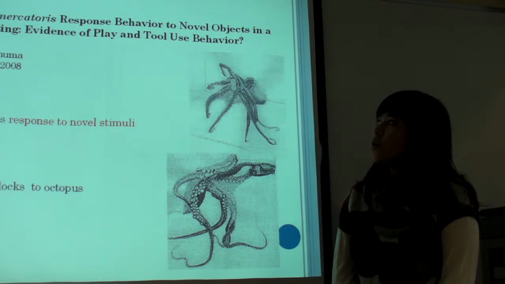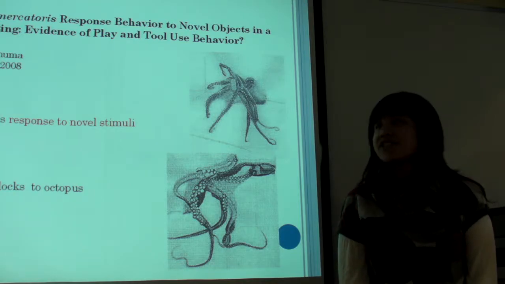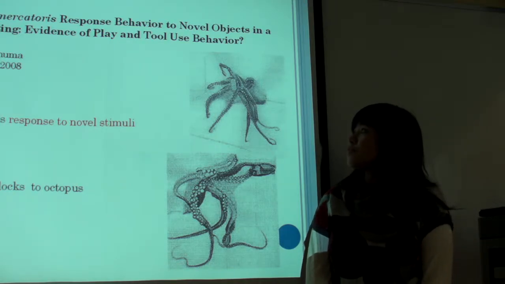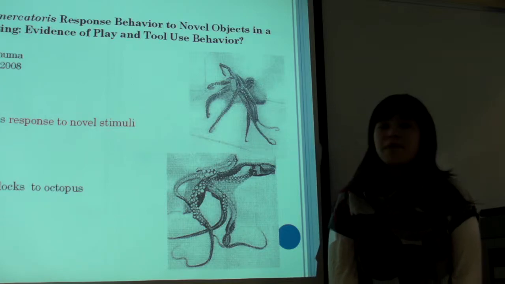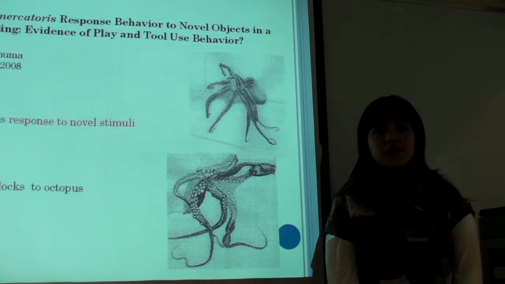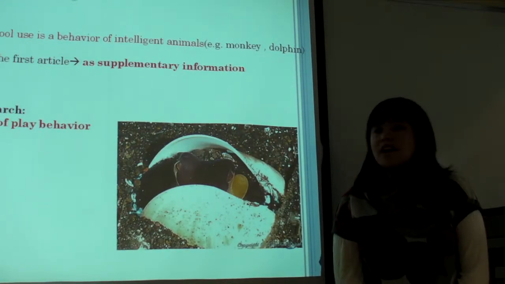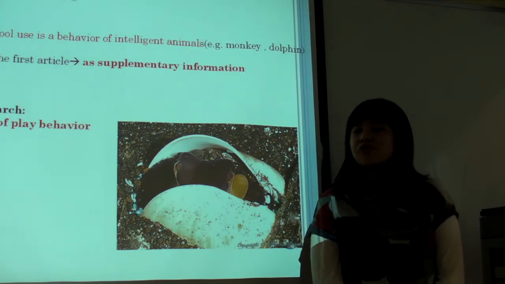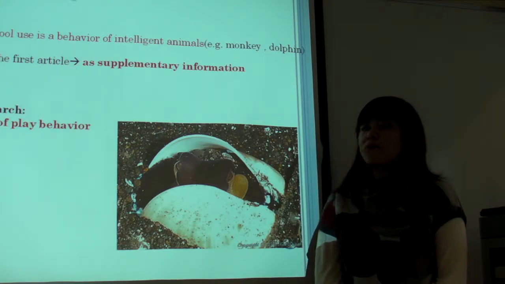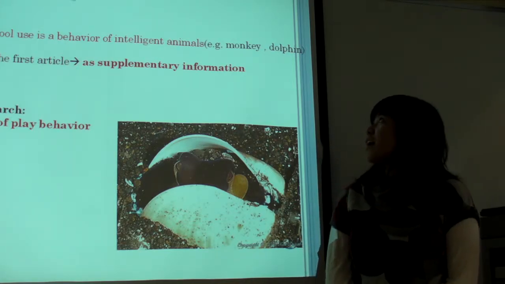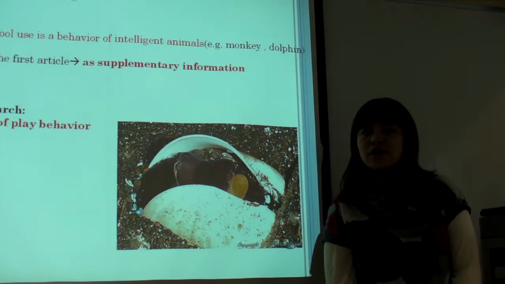I found this article, which is called Octopus Response Behavior to Novel Objects in a Laboratory Setting: Evidence of Play and Tool Use Behavior. It tests the octopus response to novel stimuli by introducing Lego blocks to the octopus to test their response to the blocks and how they manipulate them. This article is very useful for my research and my introduction because play behavior and tool-use behavior are what intelligent animals do, just like us humans or monkeys or dolphins, which are intelligent animals. And it also fills the gaps of the first article too.